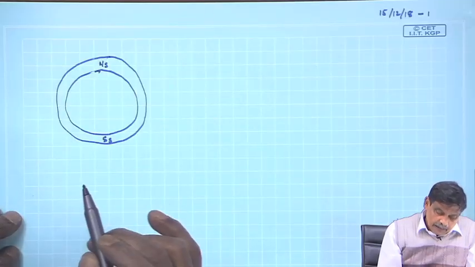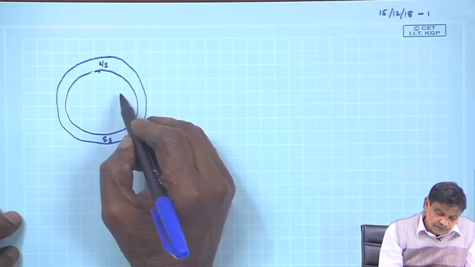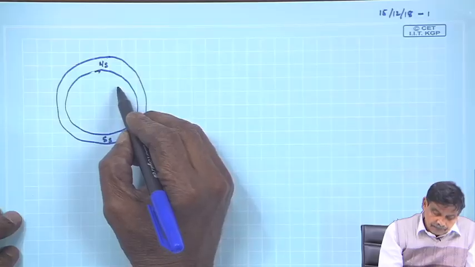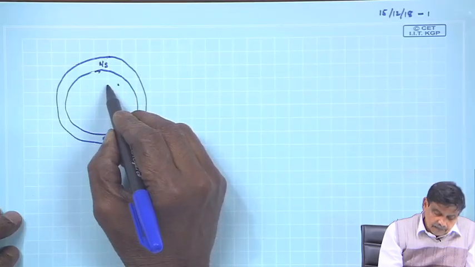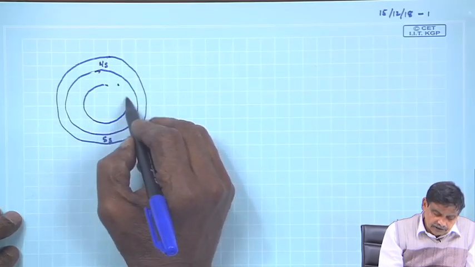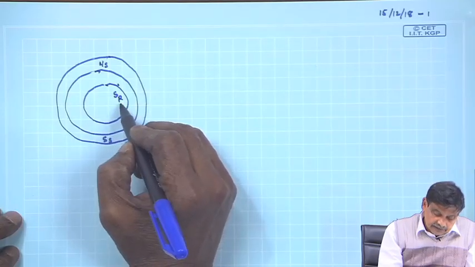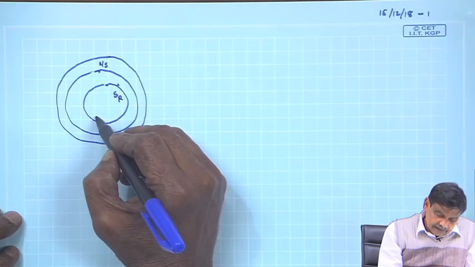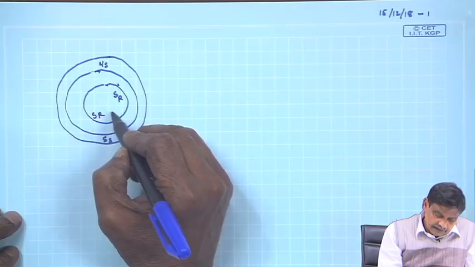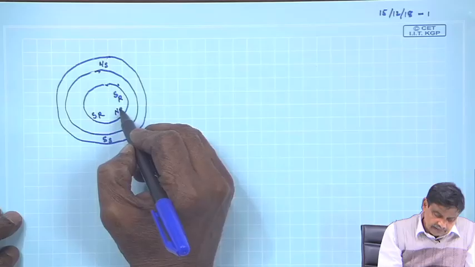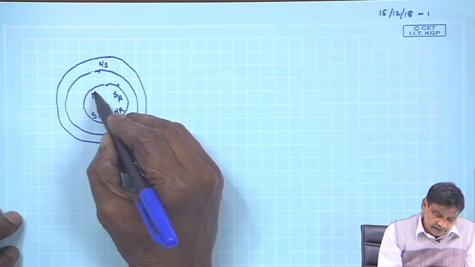But suppose a rotor has produced 4 poles. This is the rotor, a quarter is suppose Sr, then this is also Sr, this is also Nr, and this is also Nr.